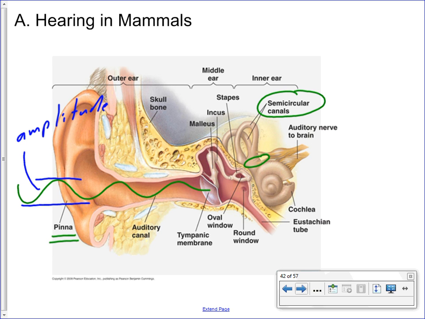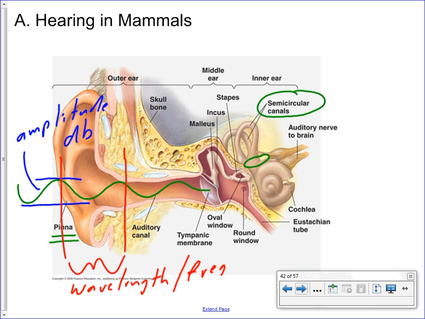And the wave itself also provides information in terms of the frequency. So if we take a look at the wavelength from crest to crest, the wavelength does have to do with the energy of the sound. The closer those waves are together, the higher the energy, the higher the pitch, or the higher the frequency. And whereas the amplitude is measured in units of decibels, the wavelength or the frequency is measured in units of hertz.